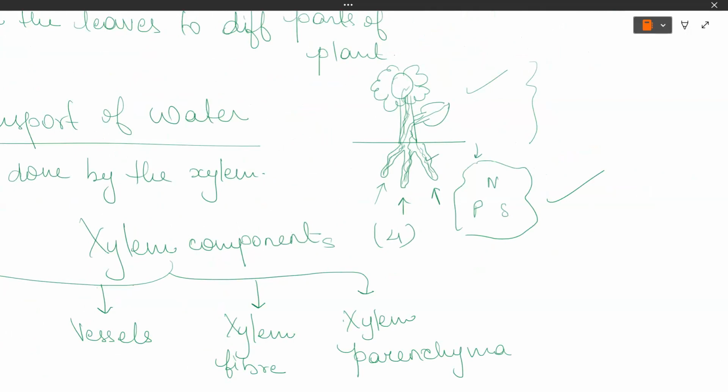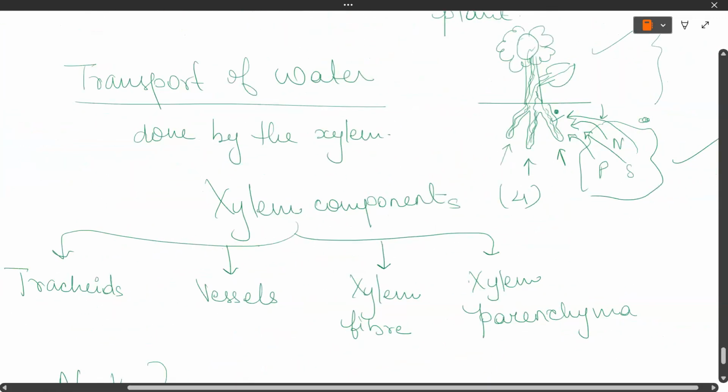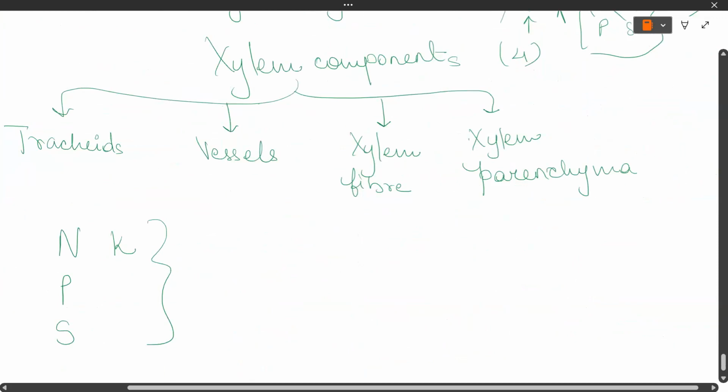So higher concentration is in the soil and lower concentration is in the roots. So this thing wherein at one place there is higher concentration of something and at another place there is lower concentration, this creates a gradient. And because of this gradient, all of these are diffused into the roots. Because it is needed in the roots and because it is less in number in the case of roots, it is diffused in the roots. Is it clear? Okay, so that is it for today's class.